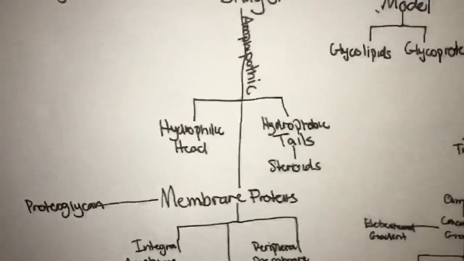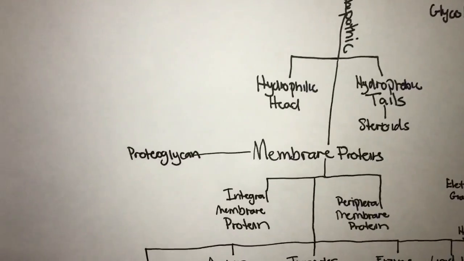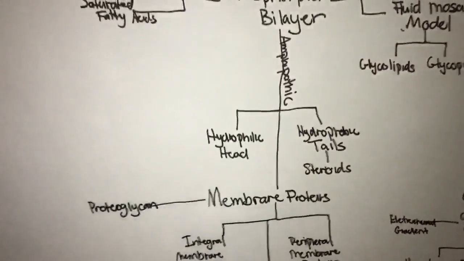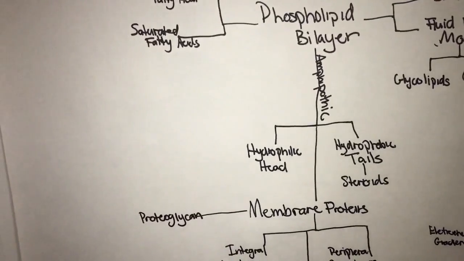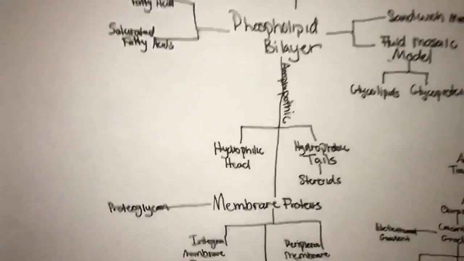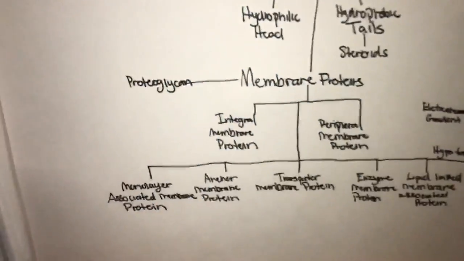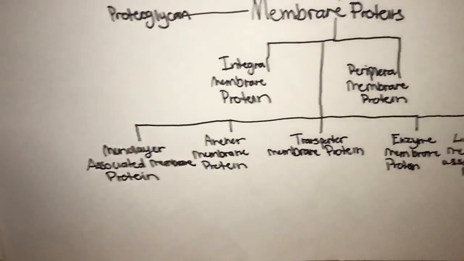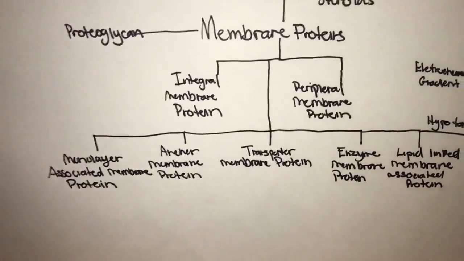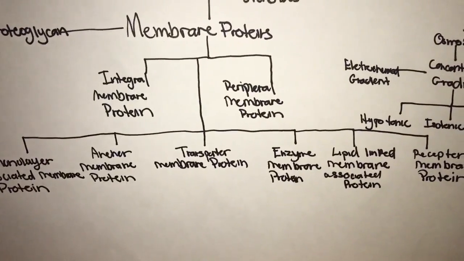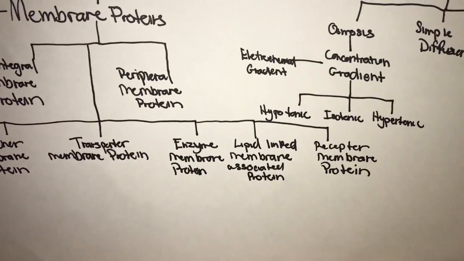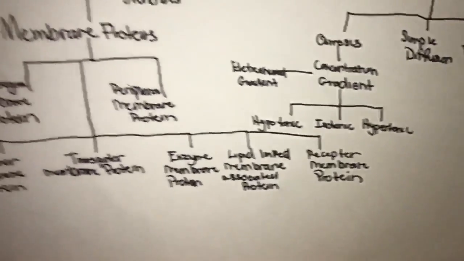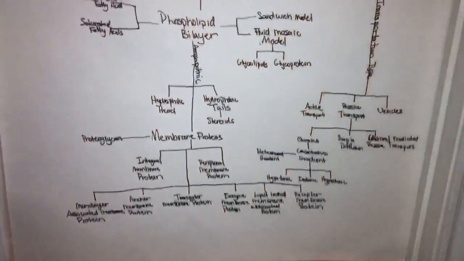And the phospholipid bilayer also has proteoglycan, which serves as kind of a filter between things that are coming from outside and things that are coming inside the cells. And there are multiple types of different membrane proteins, as you can see down here. We have monolayer associated proteins, anchor membrane proteins, transport membrane proteins, enzyme membrane proteins, lipid linked membrane associated proteins, and receptor proteins. And that is it.